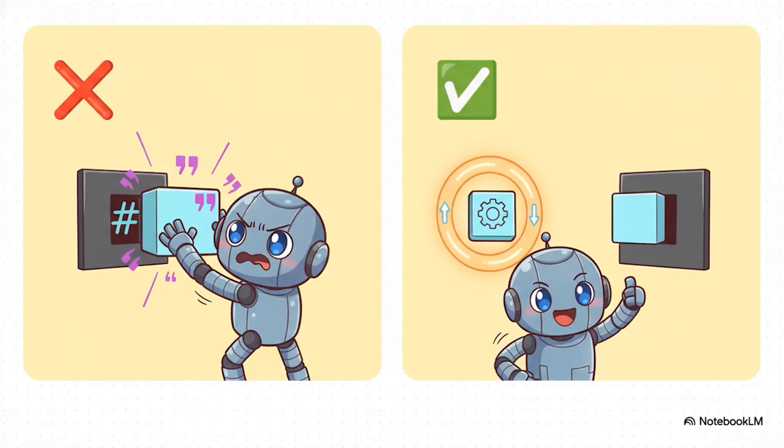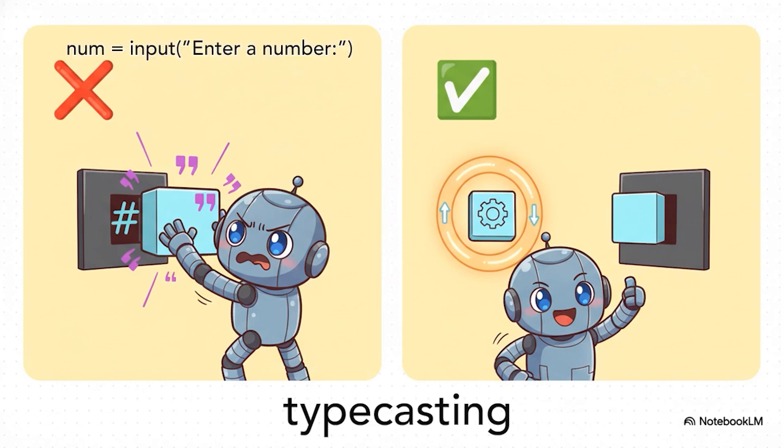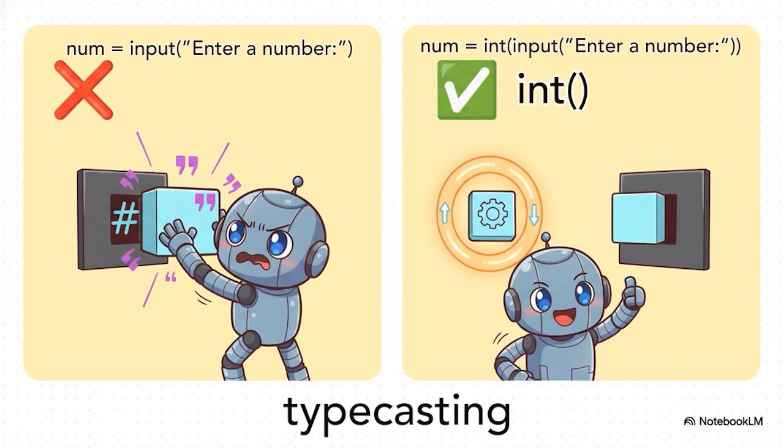We use a little trick called typecasting. Take a look here. On the left, if you just use input, you get the text 10, and trying to do math with it will just crash your program. But on the right, we do something clever. We wrap our input inside another command, int. This tells Python, hey, whatever text you get from the user, I need you to convert it into an integer, a whole number. And just like that, you have a real number you can actually use in calculations.